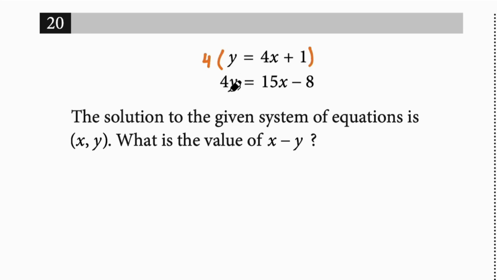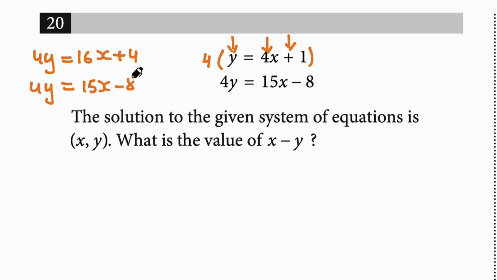So if I multiply the first equation by 4, the left hand sides will be equal. Now when I say multiplying by 4, every term will be multiplied by 4. Let's see what happens. 4y is equal to 16x plus 4 multiplied by 4 on both sides. And the second equation is 4y is equal to 15x minus 8. Now because the left hand sides are equal, the right hand sides will also be equal. So this is 16x plus 4 is equal to 15x minus 8.